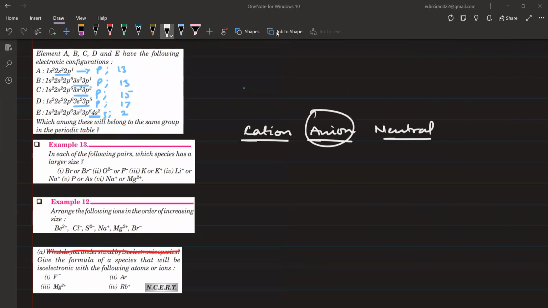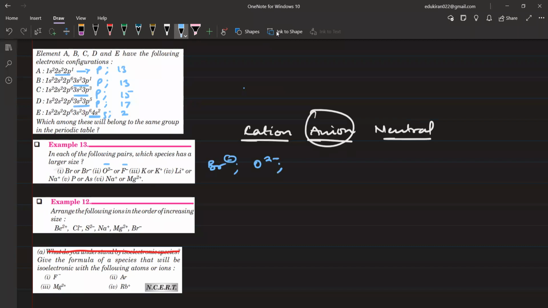Yes, sir. So in Br and Br negative, what will be larger, Br or Br negative? Br negative. O2 negative or F negative, which will be larger? O2 negative, because they are in the same period. You have to see the period also; if the period changes, the shell number will change, and then you have to talk in terms of shell number. But right now you are having this in the same period. That is why it is going to be O2 negative.